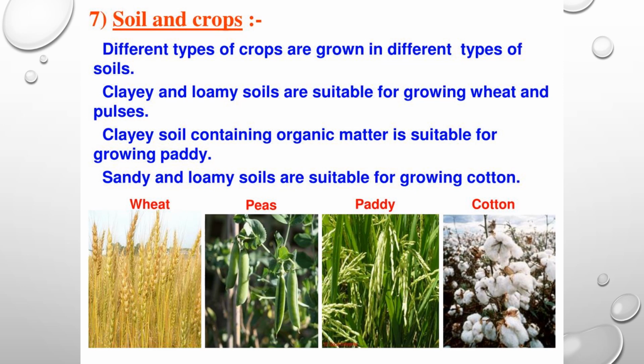Right? Now, crop rotation is a method in which farmers grow two or more crops alternately on the same piece of land. I repeat, crop rotation is a method in which farmers grow two or more crops alternately on the same piece of land.